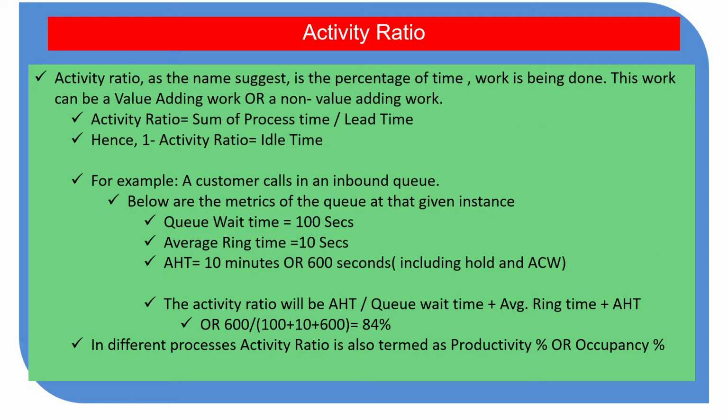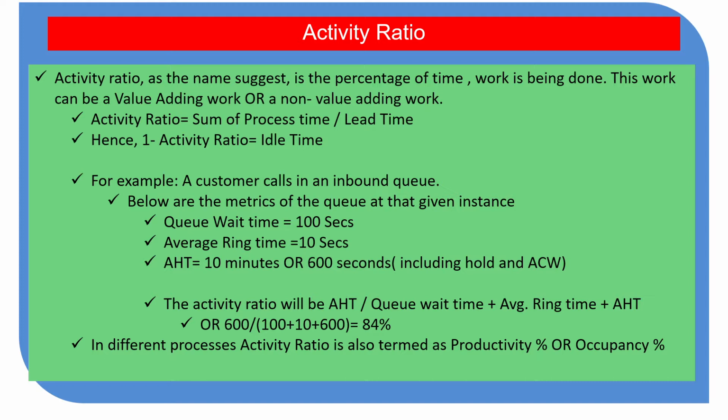Activity ratio, as the name suggests, is the percentage of time in which work is being done. This work can be value-adding work or non-value-adding work. Activity ratio is equal to the sum of process time divided by the lead time. Hence, 1 minus activity ratio is equal to the idle time.